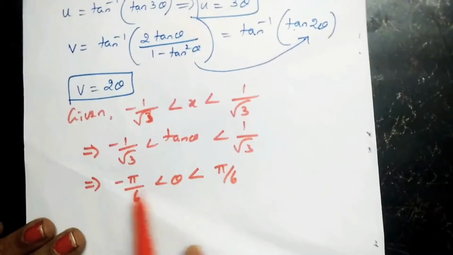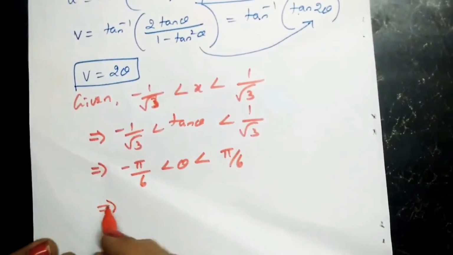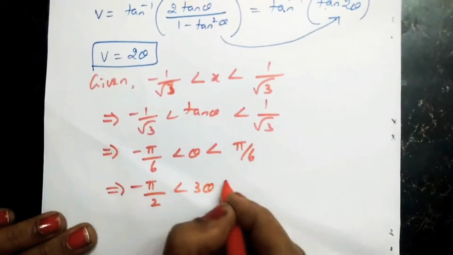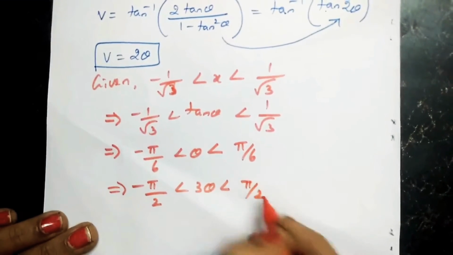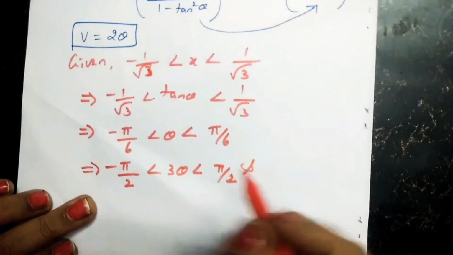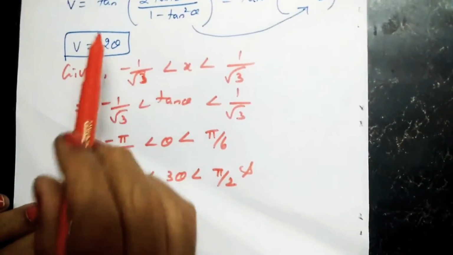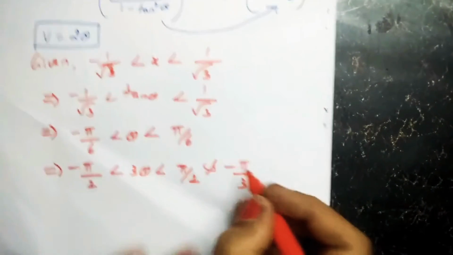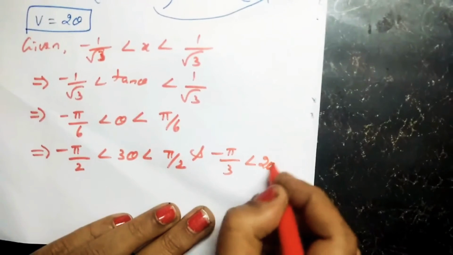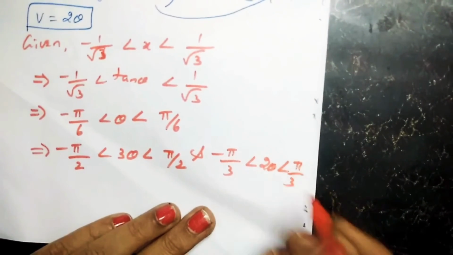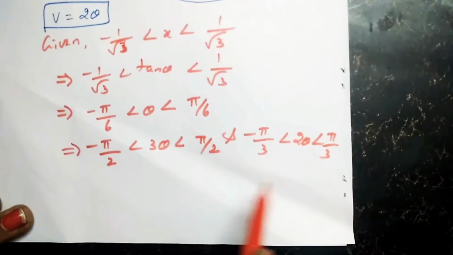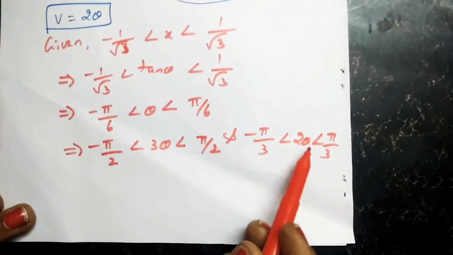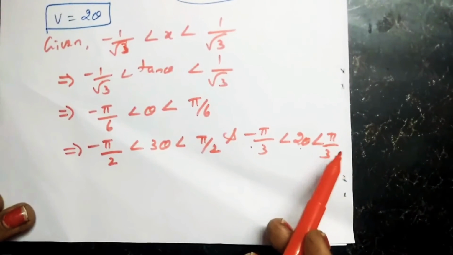Now we are getting 3 theta, so multiply each term by 3. So minus pi by 2 less than 3 theta less than plus pi by 2. That is one answer. And multiply the entire term by 2 for 2 theta. So what is your answer? Minus pi by 3 less than 2 theta less than plus pi by 3. Use this condition: 3 theta lies between minus pi by 2 and plus pi by 2, and 2 theta lies between minus pi by 3 and plus pi by 3.